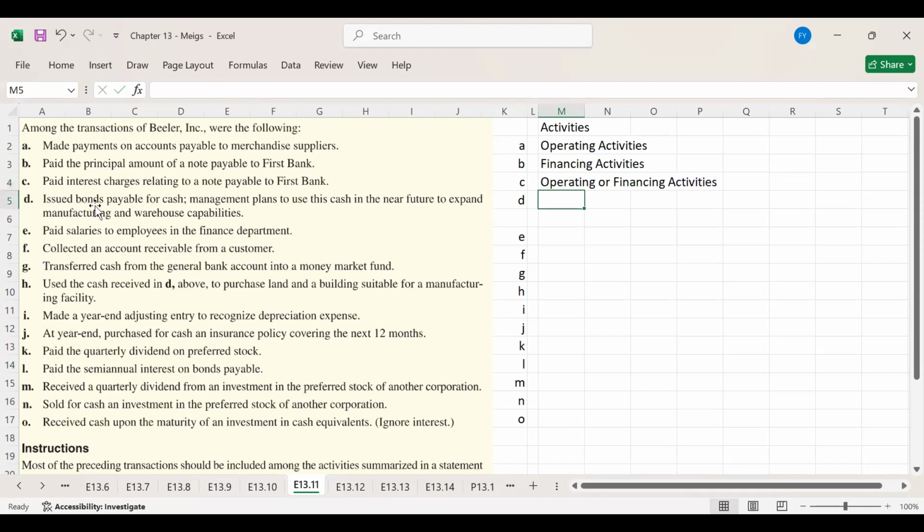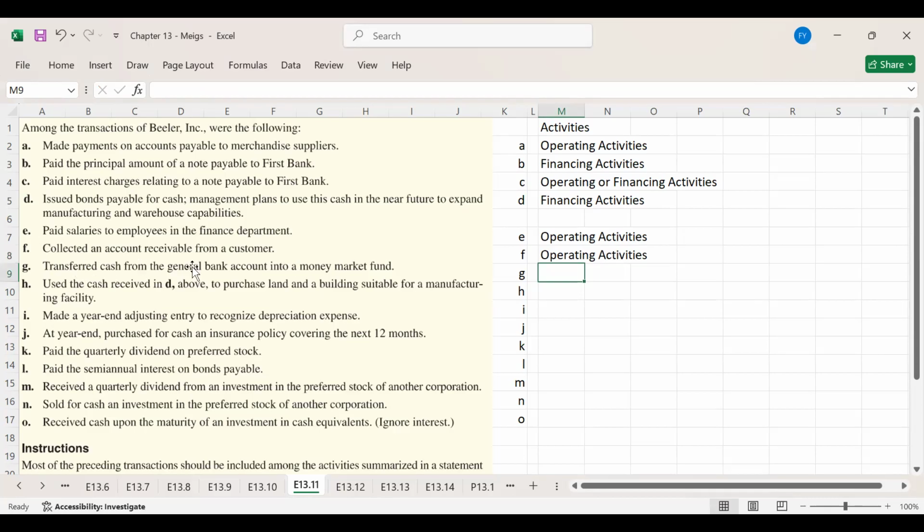Issued bonds payable for cash. So whenever the company issues bonds, these are your financing activities. Management plans to use this cash in the near future to expand manufacturing or warehouse capabilities. But right now the company is issuing bonds and getting cash. So right now, this activity is the company's financing activities. Then paid salaries to employees, or paid cash to suppliers, both are your core business activities. So operating activities. Collection from accounts receivable is a part of your core operations.